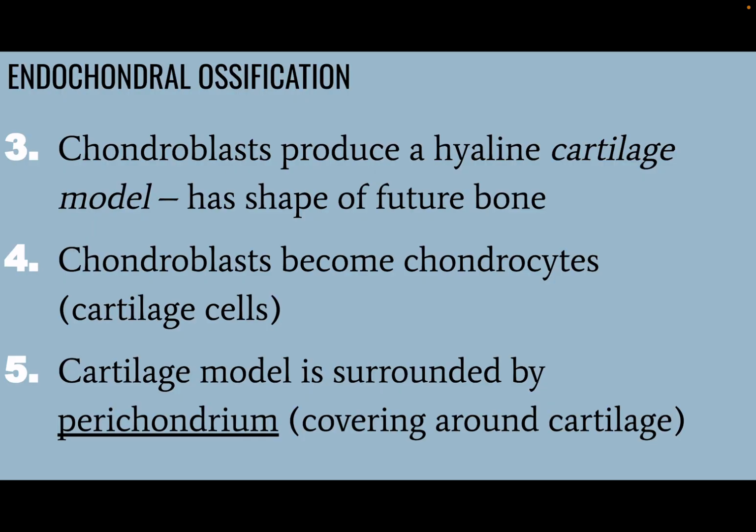From there, the cartilage chondroblasts are going to produce a hyaline cartilage model, which basically is shaped like the bone we're going to have. It's just cartilage. It's not bone yet. Those cartilage chondroblasts become chondrocytes, which are cartilage cells. And then we're going to surround that whole cartilage model with something called the perichondrium, which is a covering or a membrane around the cartilage.